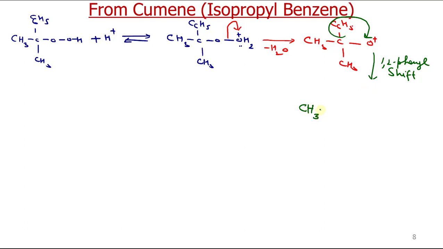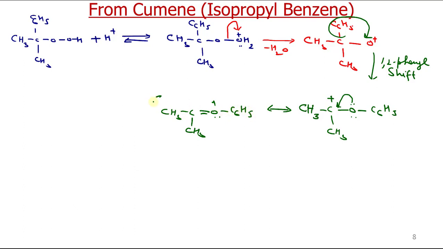CH3, CH3 positive, O, C6H5, and this carbocation is resonance stabilized. The beauty of this, and the driving force for this migration, is that the carbocation which is generated is resonance stabilized, with a double bond, O positive, C6H5. This carbocation that is generated after the phenyl shift is resonance stabilized.